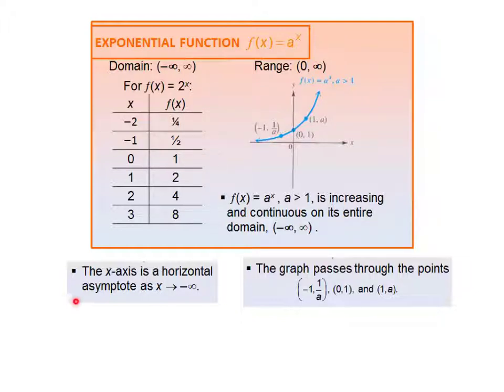The x-axis is the horizontal asymptote, and it tells you as x approaches negative infinity, that means the asymptote is going in this direction. Some other things that are important are the points that it passes through. First of all, it always passes through 0, 1, because any number to the 0 power is equal to 1. So this point will always be on the graph. It's going to pass through the point 1, a, because any number to the first power is exactly that value. And then it's also going to pass through negative 1, 1 over a, because if you have any number to the negative 1 power, it's just the reciprocal.